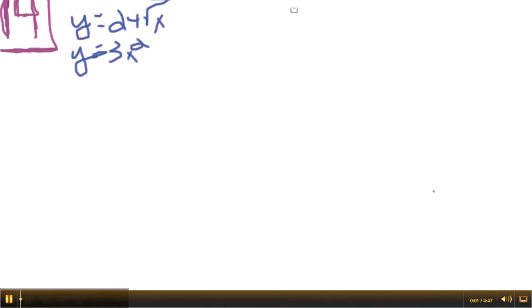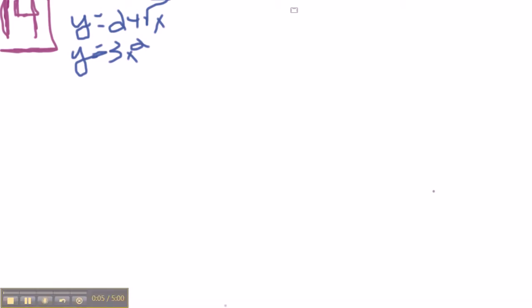It's Lindsay, and I'm going to be doing question 14 on page 417, which is number 5 on our list. They are asking us to sketch and find the area of these two functions. So we're going to do that first.